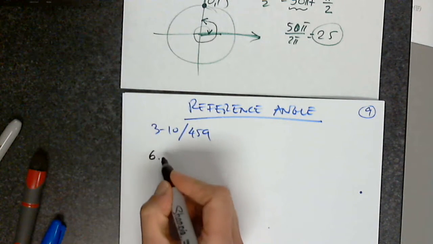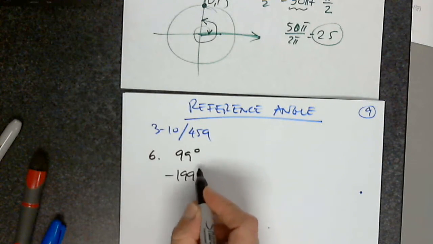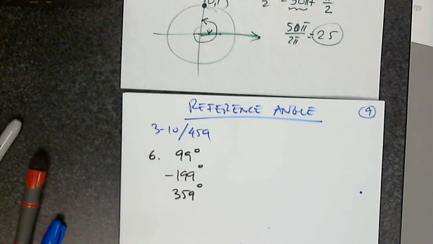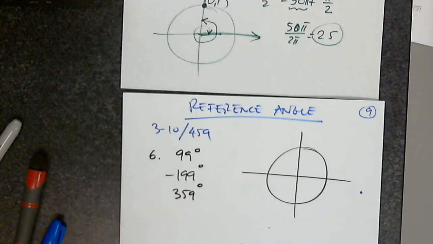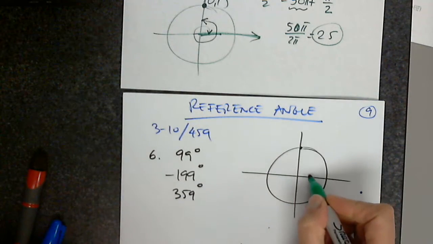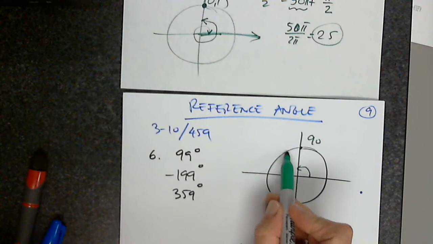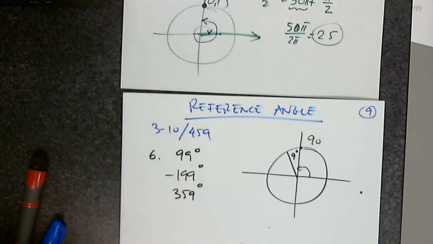Okay, so we have 99 degrees, we have negative 199 degrees, and we have 359 degrees. Perfect. There are 3 different angles. So let's look at the unit circle. I know that this point is 90 degrees. How much more do I go to the left? 9 more. So this must be 99 degrees.